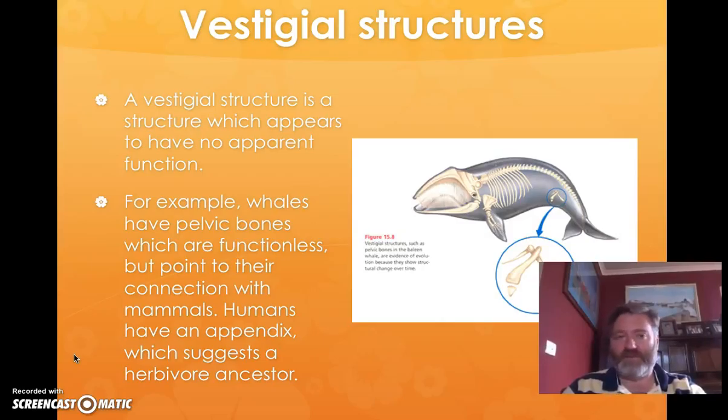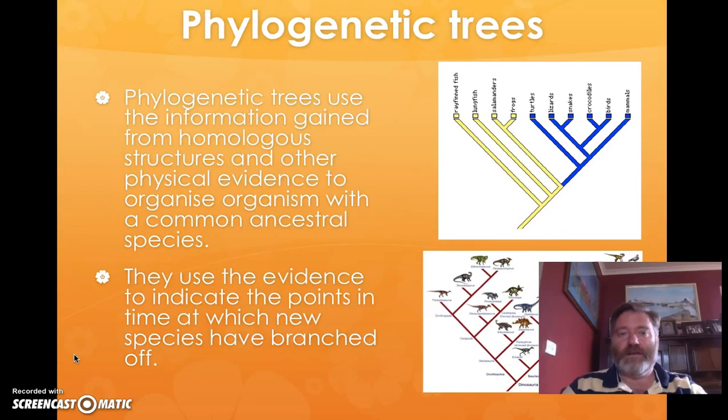We also have things called vestigial structures, and interestingly enough, whales have hip bones. They're no longer connected to the actual skeleton, but they're still there, and they don't perform any function anymore. So vestigial meaning no function. But it shows us how, in fact, whales were mammals that went back to sea. So probably more related to cows than anything else.